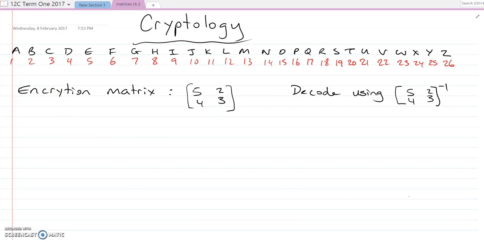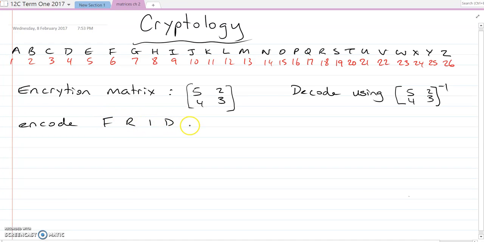So for example, let's encode, let's just say, Friday. It's 6 letters, so F is 6, R is 18, I is 9, D is 4, A is 1, and Y is 25. We're going to start with the F and the R, so 2 letters at a time.